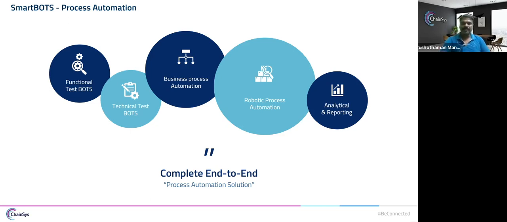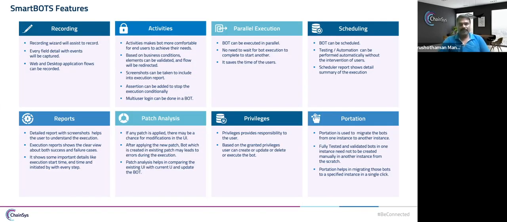So these are all the areas where we can use the SmartBOTS. And next we are going to see what are the features we have in the SmartBOTS. So usually when we create any automation, maybe a regression testing, or a process automation, or it can be an RPA process, definitely first we have to record the flow which we are going to automate. So that will be the first step.